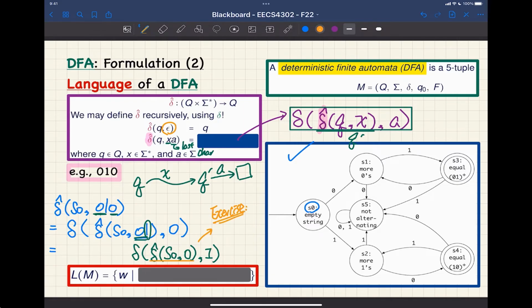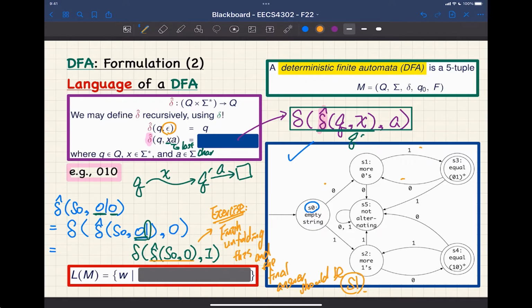Exercise for you. Finish unfolding this. And the final answer should be, because we're going to do 0, 1, 0, S1. All right? That's something I want you to do.